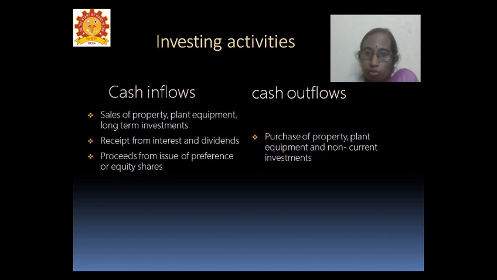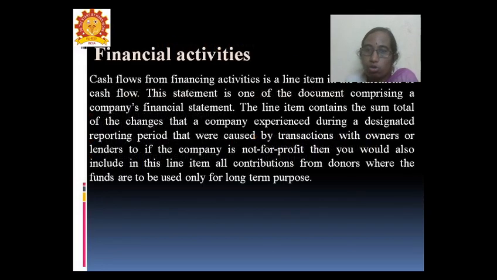So, the sale of assets, which is going to be the property or the long-term investments, the receipts from the incomes and the dividends, and the proceeds from the other sources of the preference shares or the equity shares are going to be given. And then the cash outflows or the purchase of the land and buildings, and also the long-term investments are going to be taken for the investment activities.